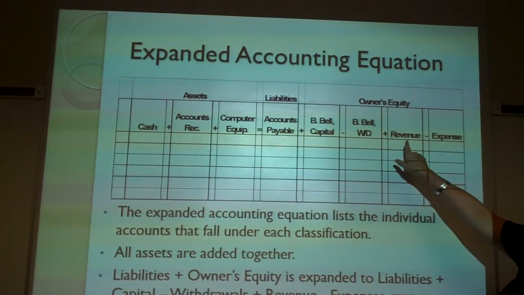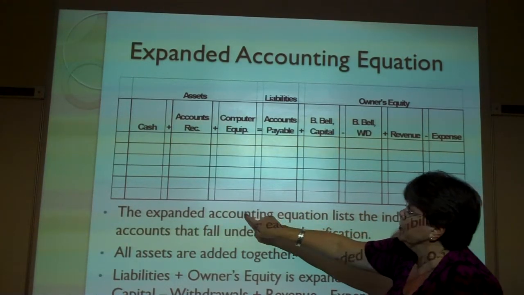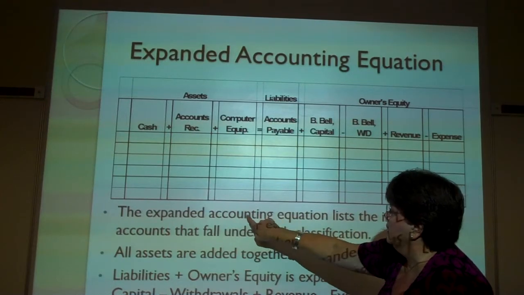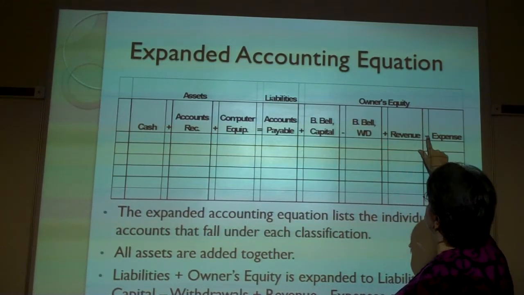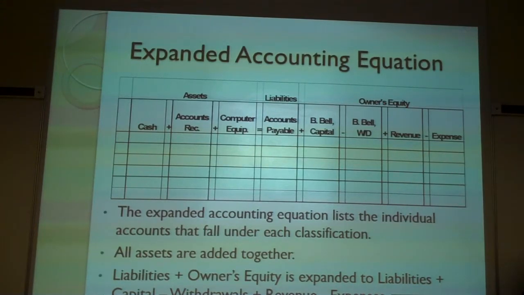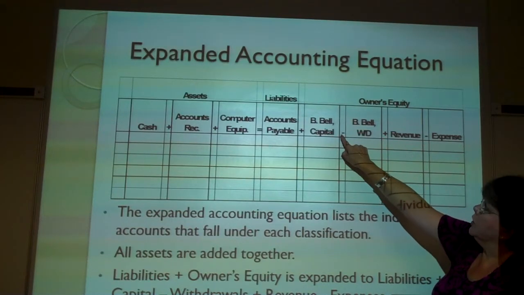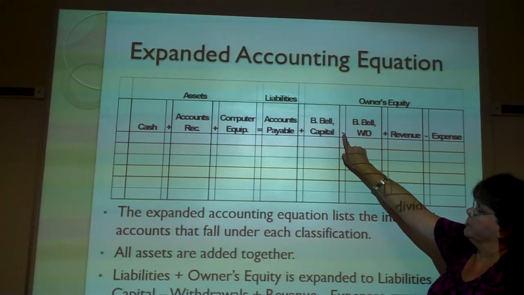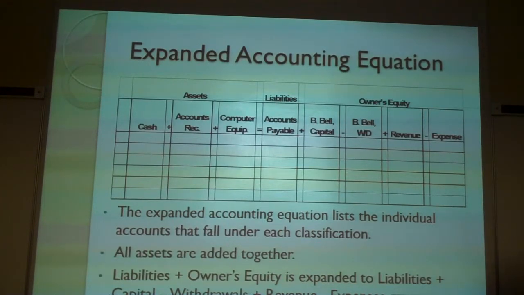So we have our liabilities, we have our owner's equity. When we want our two totals that go down here, left side and right side, we have to follow these. Revenue does what to capital? Up or down? Up. Expenses make it go down. So we have a minus here and a plus here. Withdrawals do what to capital? Down, decrease. They decrease. All the assets are added together.